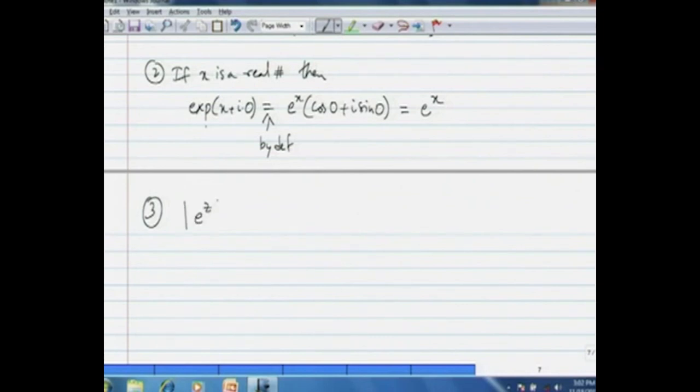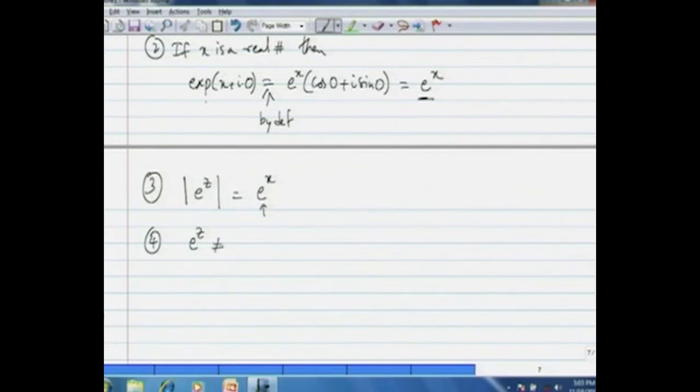The modulus of the exponential function, okay, is essentially e raised to x, where e is the real exponential function. Now, I need not distinguish between real exponential function here, because whenever we have a real number, it tallies with the real exponential function. Okay. So, the modulus of e power z is e power x, because the modulus of the complex number cosine y plus i sine y is 1. Okay. And the fourth of the properties is that e power z, the way we have defined it, is never equal to 0. Okay. That is because cosine y plus i sine y is never equal to 0, because cosine y and sine y are not simultaneously 0 for any real number y. Okay. So, that is easy to see.